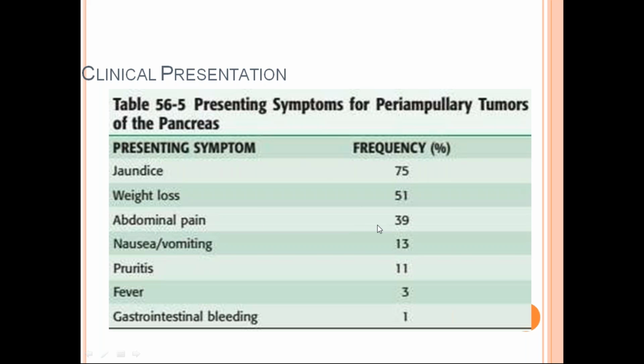Later, the patient may also present with abdominal pain, nausea or vomiting. We have already seen that obstructive jaundice causes pruritus. Then there can be cholangitis due to this obstructive jaundice. Cholangitis means infection in the bile duct, so this leads to fever. Next is GI bleeding.